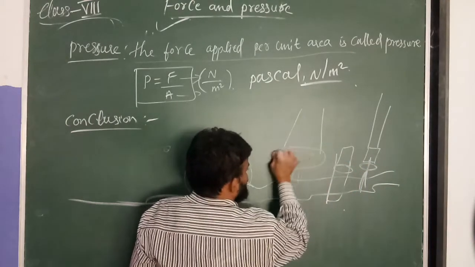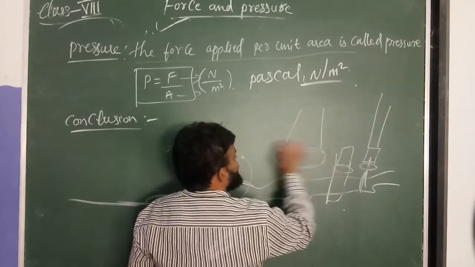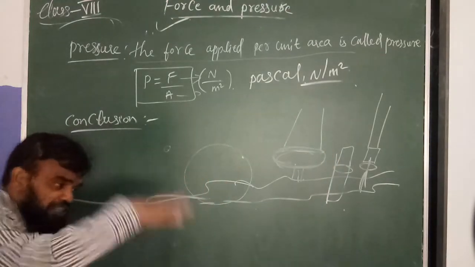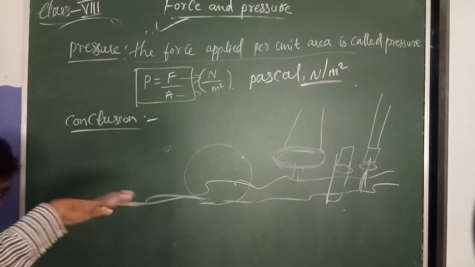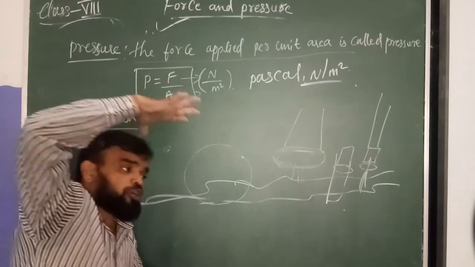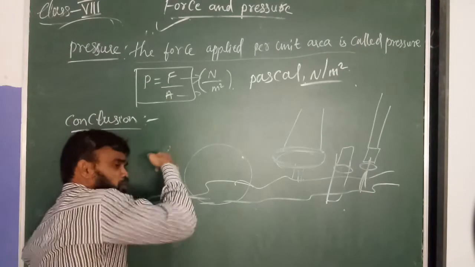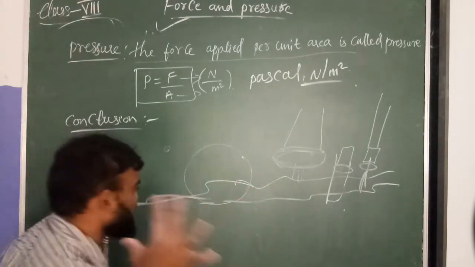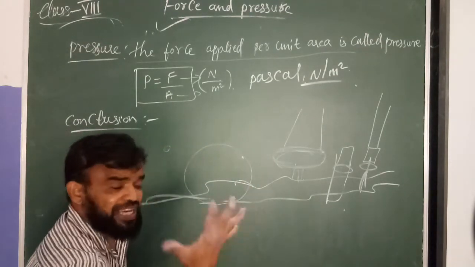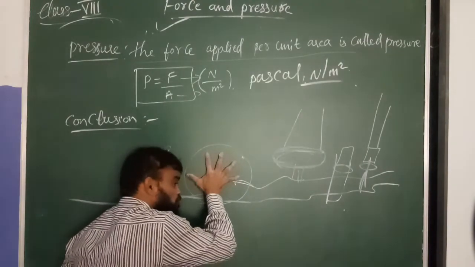Because here the covering area is larger. The camel's foot has a nail, and the foot has the maximum area. That's why it will not go inside. I told you earlier, when a nail is there, it will go inside the wall. But my hand will not go, because the covering area is maximum. That's why it will not go suddenly inside.